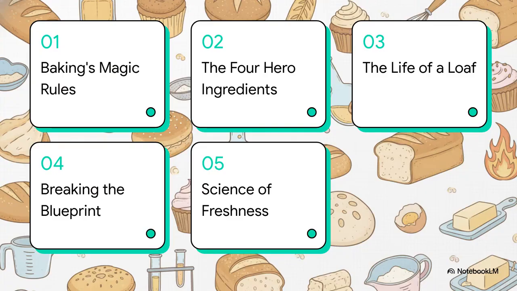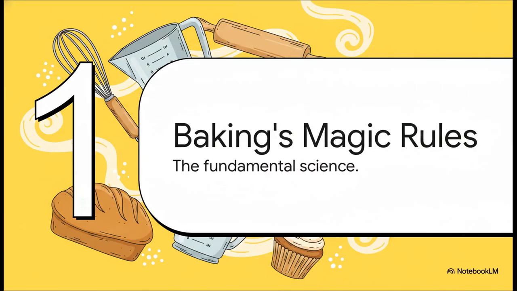So here's our game plan. First, we'll get into the 3 magic rules of baking. Then, we'll meet the 4 hero ingredients that make it all happen. We're going to follow a loaf of bread's entire life story, see what happens when you decide to break the rules, and finally, we'll dig into the science of why things go stale. Okay, let's dive right into the heart of it.